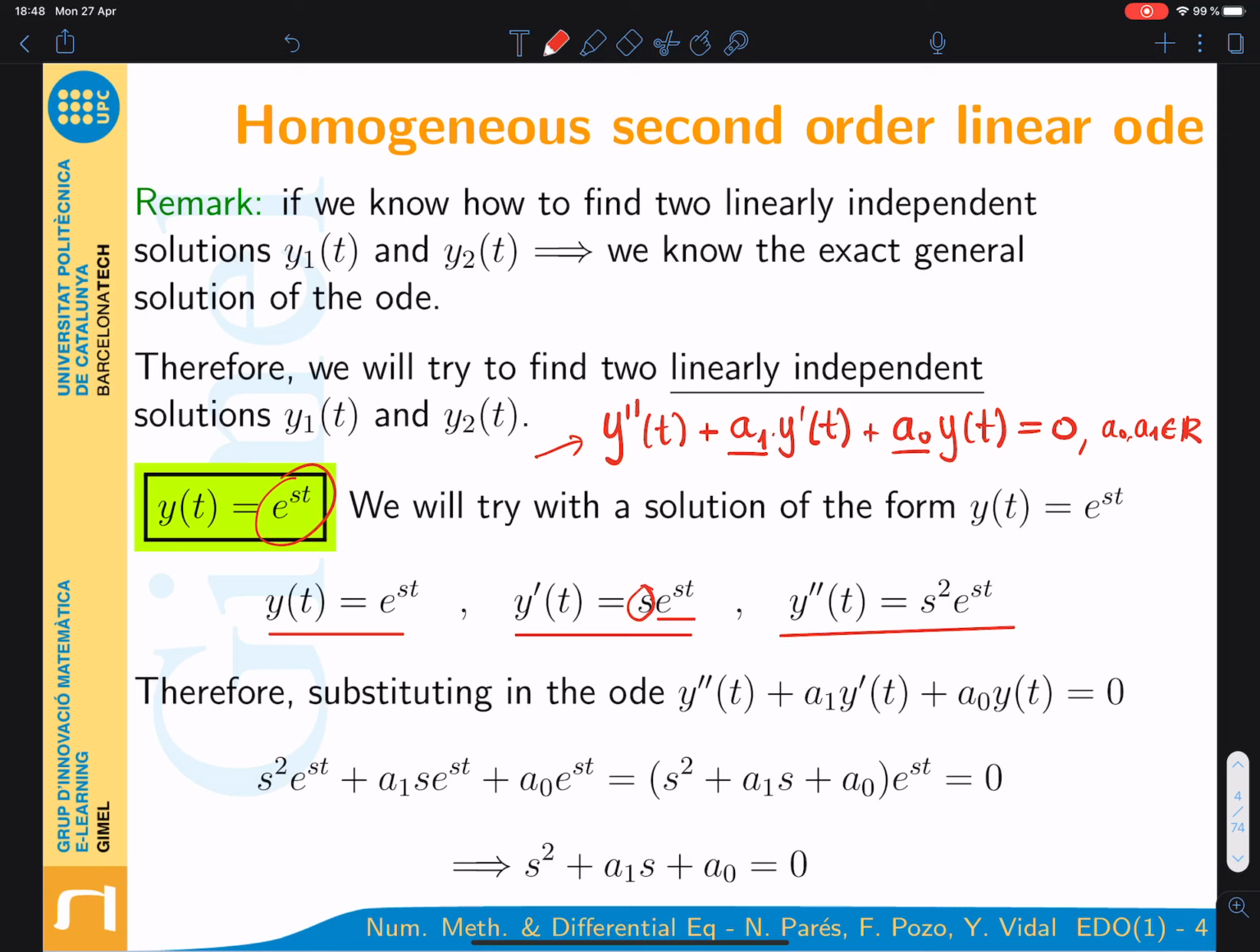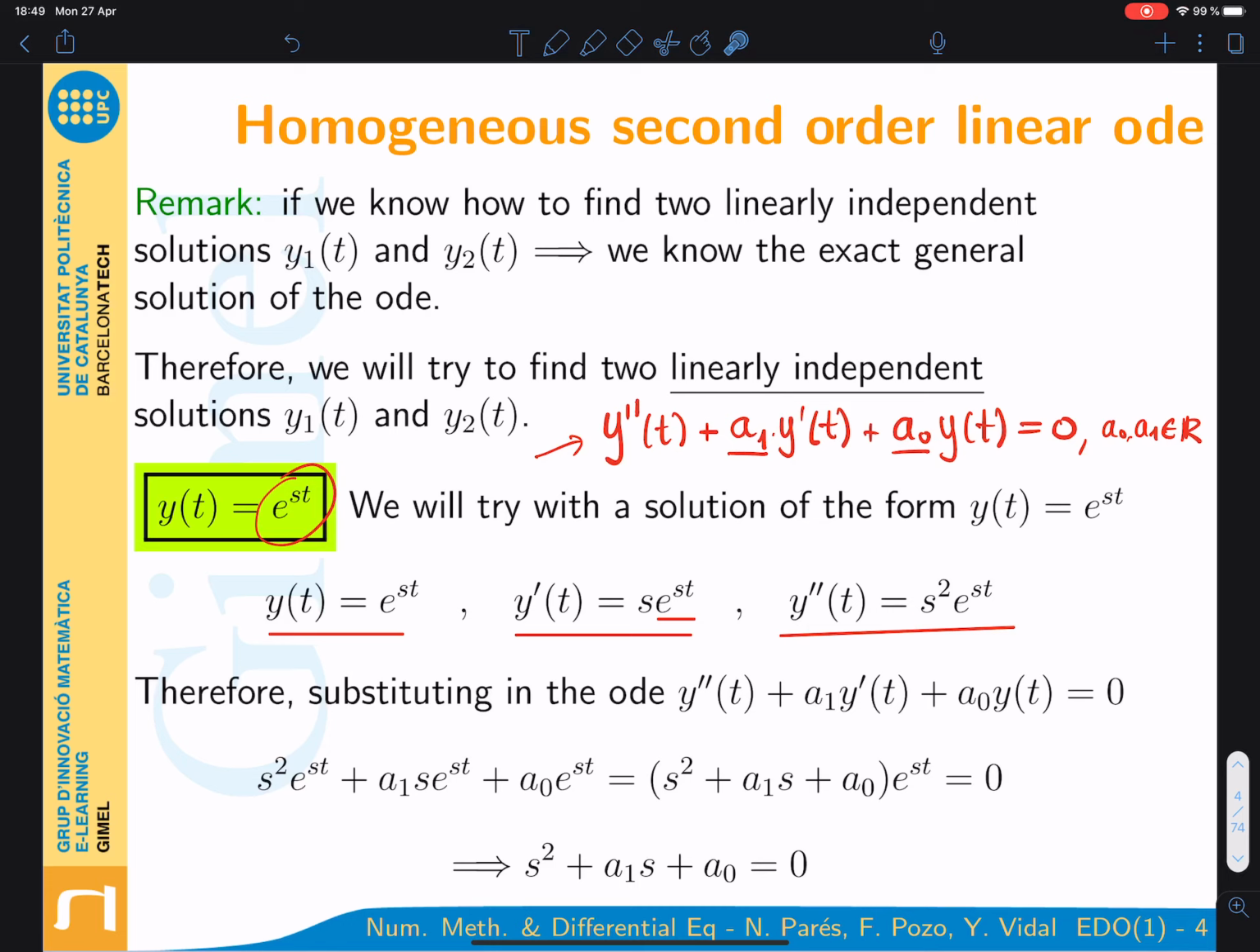Now again, this s here is just like a constant because we are taking the derivative with respect to t. So this s just remains there. Now I will compute the derivative of the exponential, which is again itself, but multiplied by the derivative of the exponent with respect to t, so that's s. So I get s squared here. So I think it's clear that y is the exponential, y prime is s times the exponential, and y prime prime is s squared times the exponential.